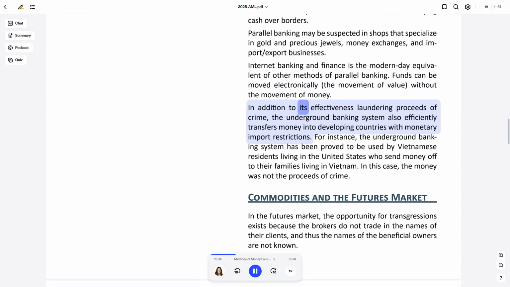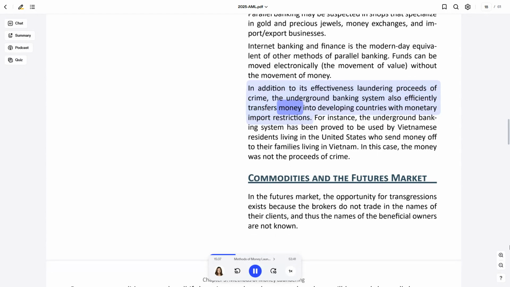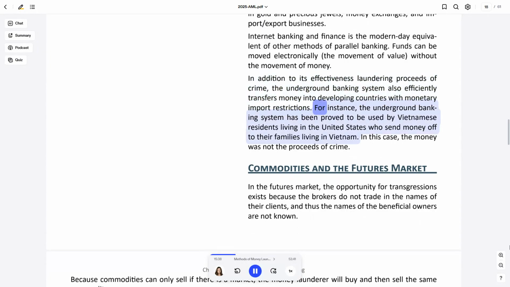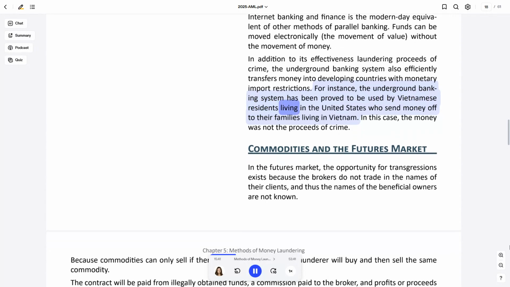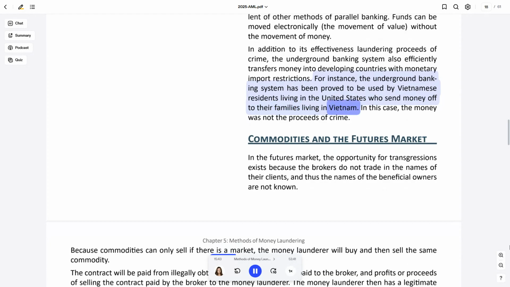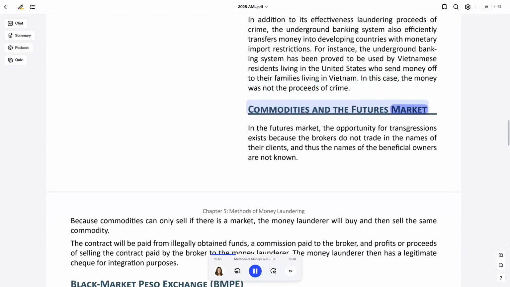In addition to its effectiveness laundering proceeds of crime, the underground banking system also efficiently transfers money into developing countries with monetary import restrictions. For instance, the underground banking system has been proved to be used by Vietnamese residents living in the United States, who send money off to their families living in Vietnam. In this case, the money was not the proceeds of crime. Commodities and the futures market.